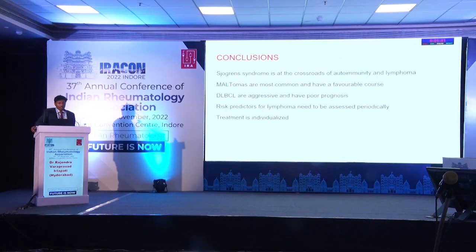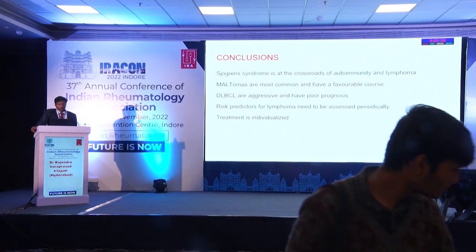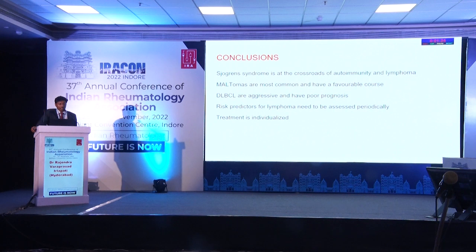So to conclude, Sjogren's syndrome is at the crossroads of autoimmunity and lymphoma, and the MALT lymphomas are the most common and have a favorable course. Diffuse large B-cell lymphomas are aggressive and have poor prognosis.